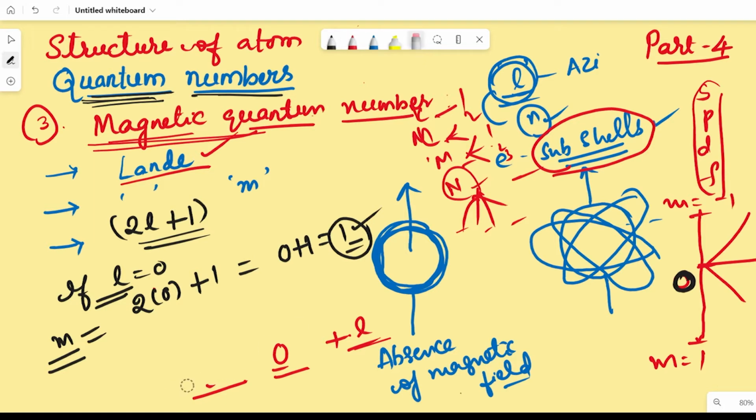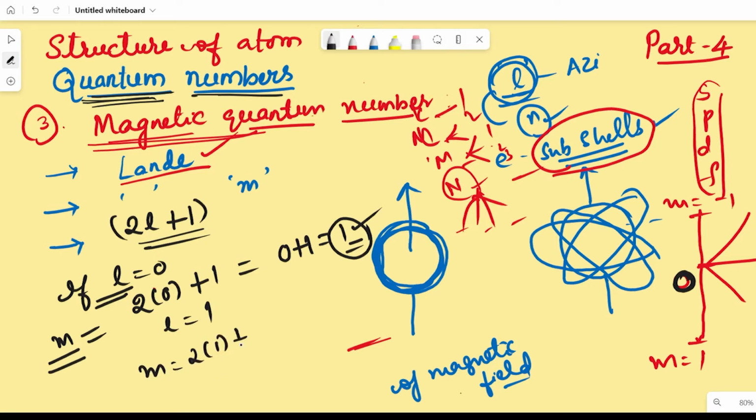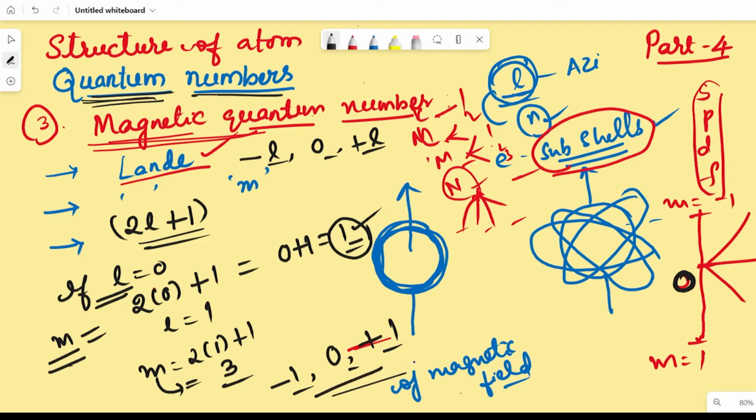Suppose, listen carefully, if l value is equal to 1, what will happen? Substitute the l value in this formula: 2 into 1 plus 1, we get 3, which means m has 3 values. What are those 3 values? Minus 1, 0, plus 1. Why are we taking these values? Because the m value extends from minus l to plus l. That is why m gets 3 values, which means the electron present in the subshell has 3 orientations. So this is the magnetic quantum number.